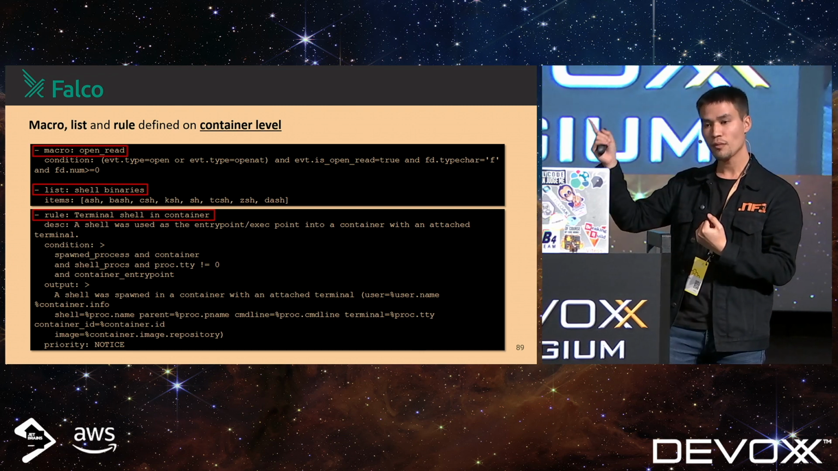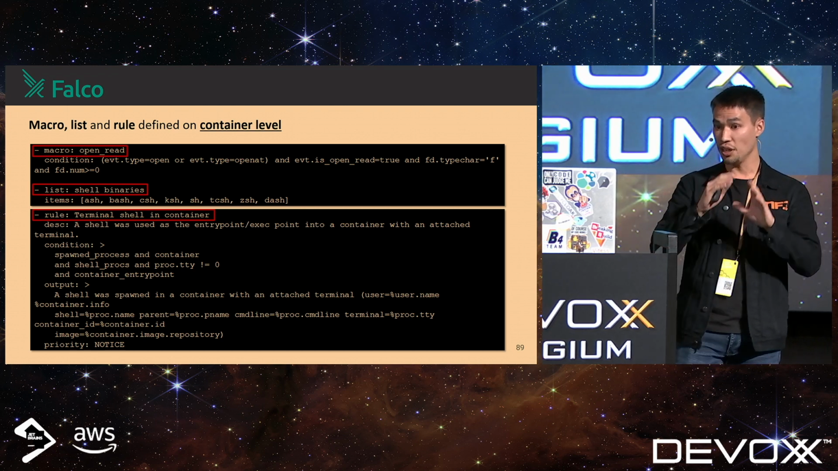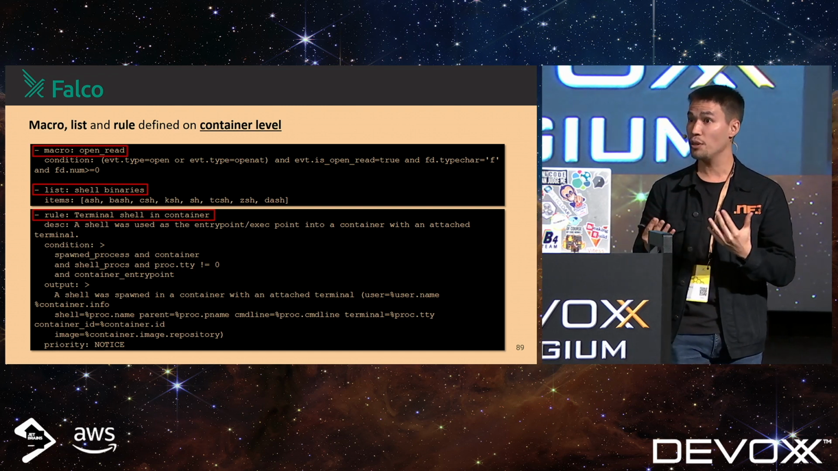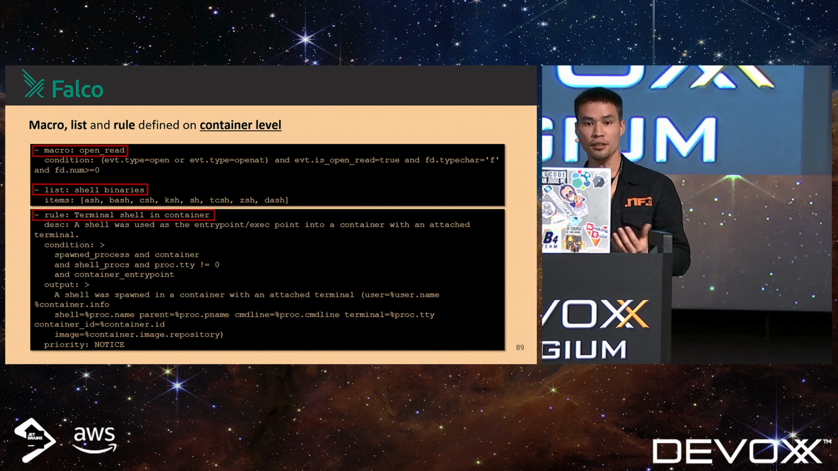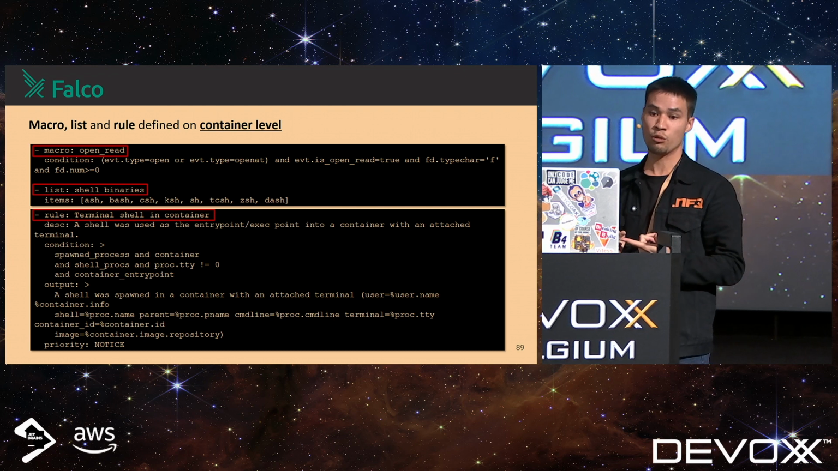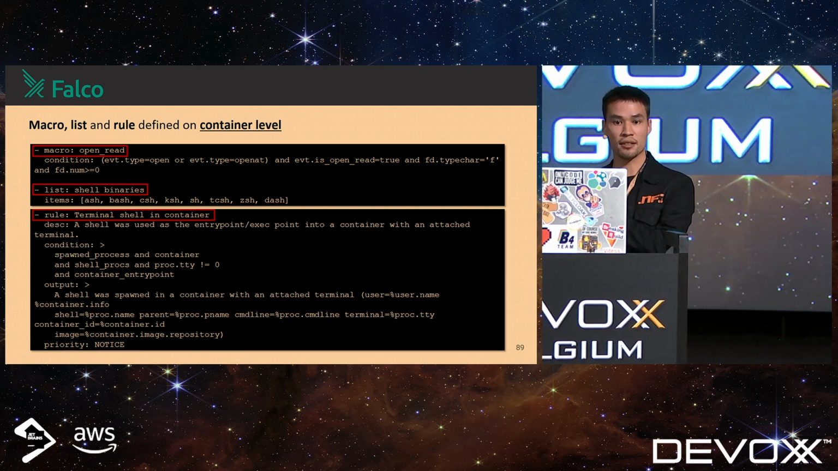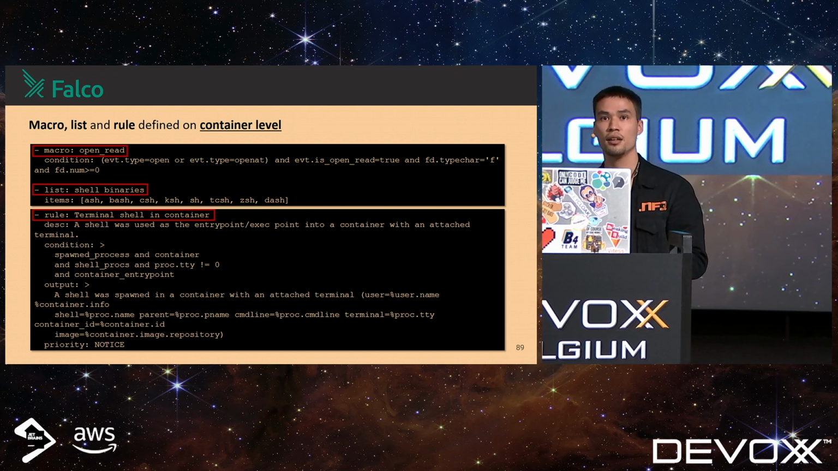The second line is the list, the concept that I described before, in which we list the shell binaries, because of course, depending on which container you run, the shell might be different. And finally, we have an example of a rule that contains the name, the description, and a set of conditions. And with this rule, we detect that a terminal has been executed inside a container.